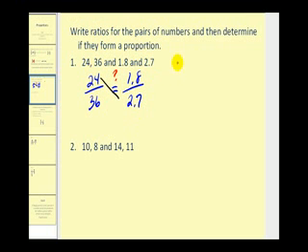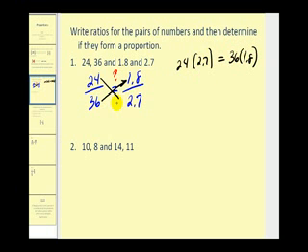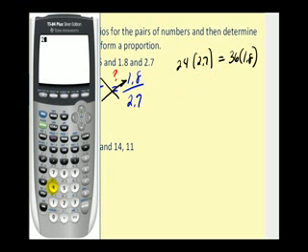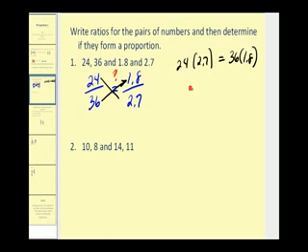24 times 2.7 must equal 36 times 1.8 if this forms a proportion. Let's go ahead and see if it does. 24 times 2.7 and 36 times 1.8. They're either equal or not. And we can see they're both equal to 64.8. Therefore, this is a proportion.